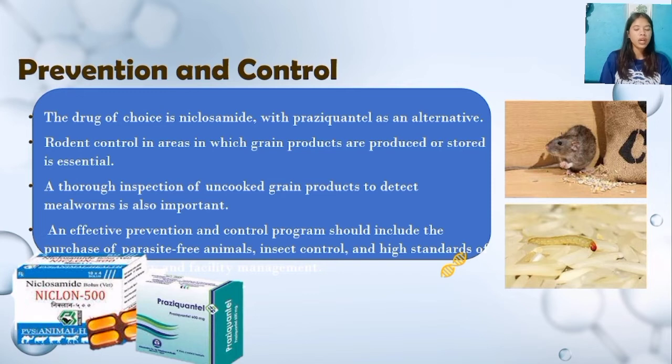control program should include the purchase of parasite-free animals, insect control and high standards of good hygiene, public health and sanitation programs, and elimination of infected rats to help prevent the spread of hymenolepiasis. Preventing fecal contamination of food and water in institutions and crowded areas is of primary importance.